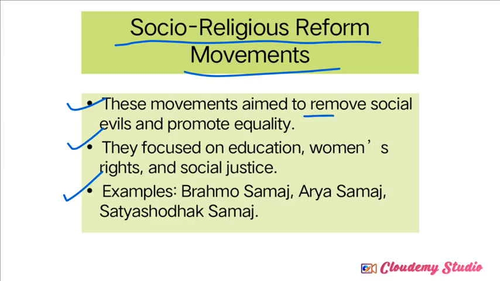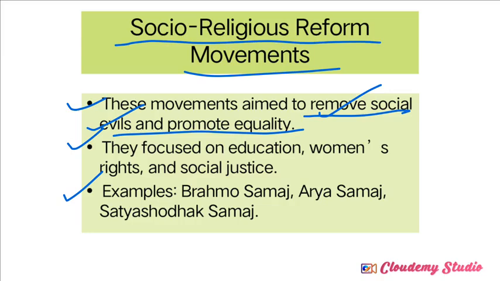These movements aim to remove social evils and promote equality. Before the entry of the Britishers, our Indian society was very orthodox, very traditional. A lot of different social evils existed in Indian society, like the sati system, child marriage and so on, and a lot of caste discrimination. All this we call social evils, right? That's why the socio-religious reform movement aimed to remove these social evils and also tried to promote equality among Indians.